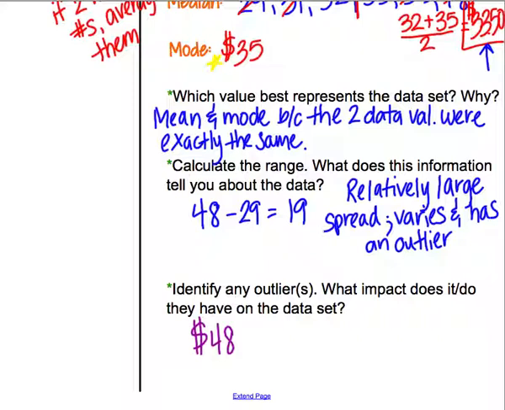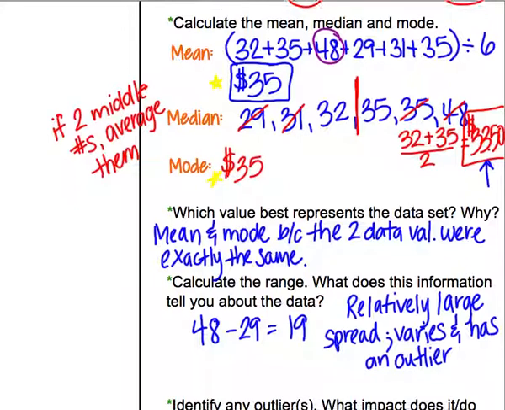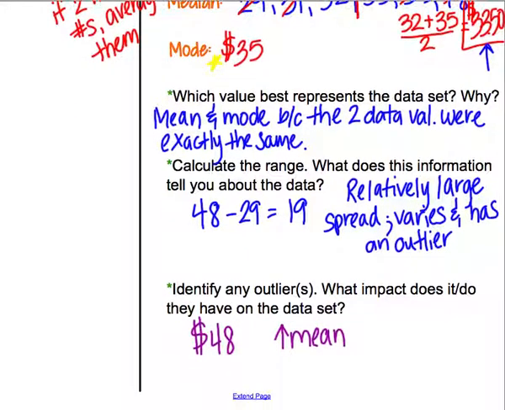Now, when it says what impact does it have on the data set, it increases your mean. Because as you can see, if we took that 48 out of there, that would decrease this average down to probably the lower 30s. Now, it also, as you can see, because that outlier is the highest value, it also increases the range.